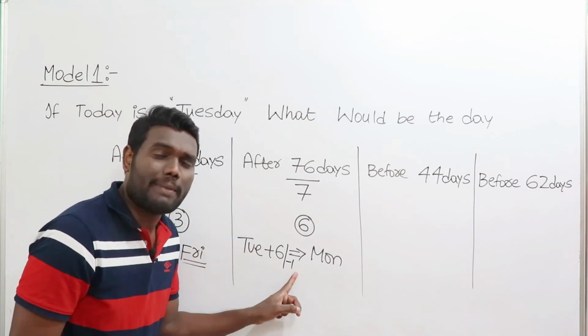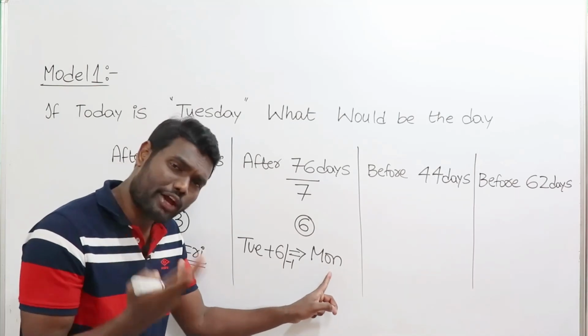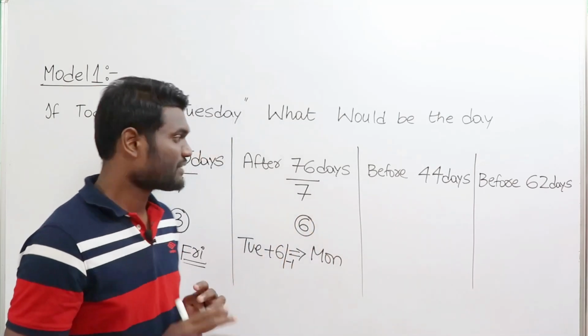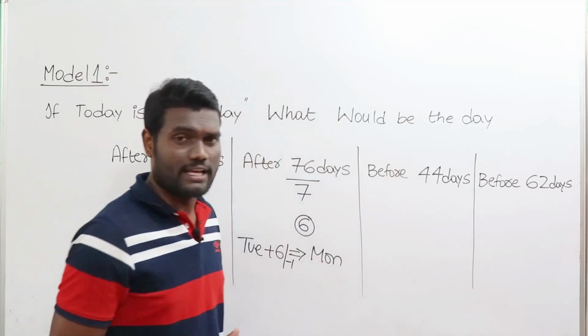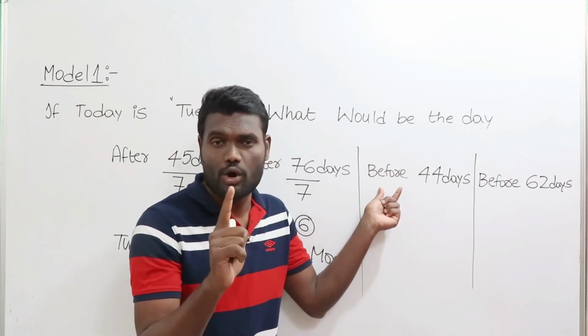So plus 6 or minus 1, both will be the same. So Tuesday plus 6 is Monday, or you can say Tuesday minus 1 is Monday, whatever it may be, both will be the same. Let us say example, what would be the day before 44 days? Now it is not after, it's before. So look at it carefully, okay?